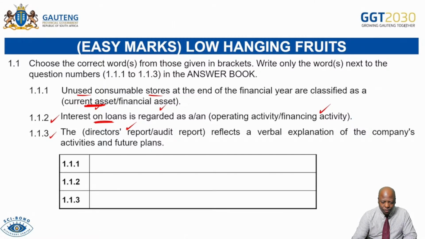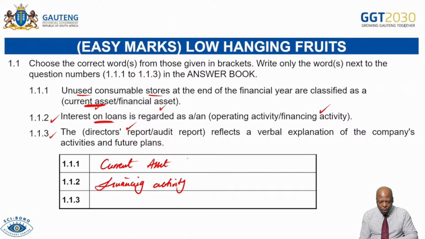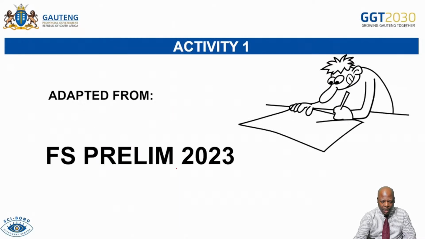Okay, so I think here you're supposed to fill it in here, but already I showed you the answer. So 1.1.1 is going to be your current assets. 1.1.1 is your current assets here. And then 1.1.2, that was your financing. So here the answer is financing. And then that is financing activity. And then the last one is the director's report. So you come here onto 1.1.3, then you say director's report. It is the director's report like that. Okay, let's move on to the next one then.